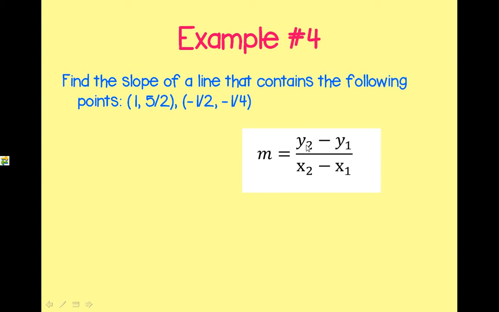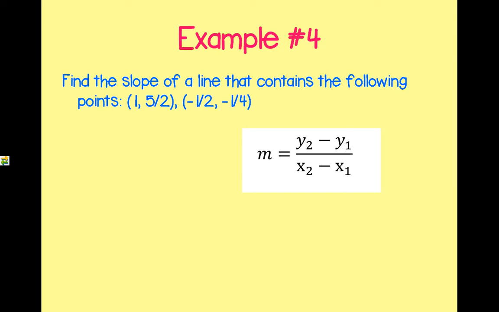But this y2, y1 is just the first y and the second y. So, for example, this here is our first x, so this would be x1. This is our second x, so it would be x2. Same thing here. This would be y1. This would be y2. If this one was first and this one was second, you can still do the same thing. This would be x1, this would be x2, but you have to make sure that you are consistent.